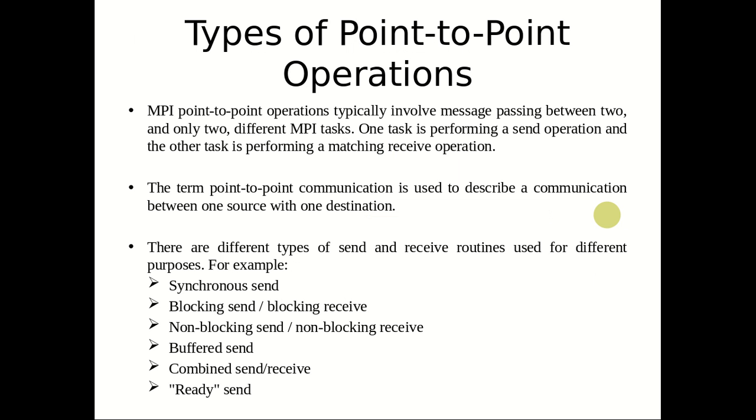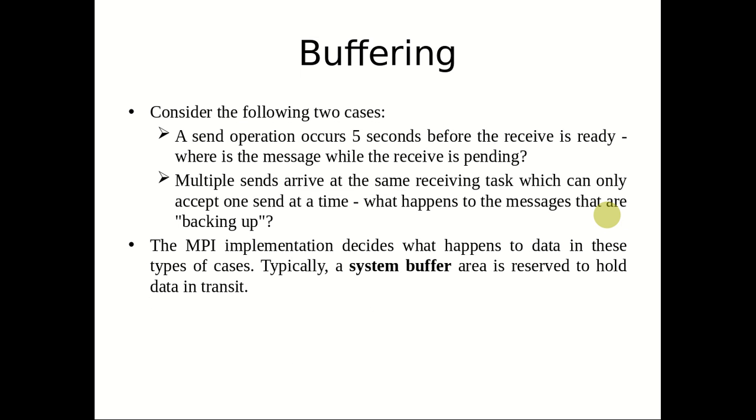Then types of point-to-point operations. MPI point-to-point operations typically involve message passing between two and only two different MPI tasks. One task is performing a send operation and the other task is performing a matching receive operation. The term point-to-point communication is used to describe a communication between one source and one destination. So there are different types of send and receive routines used for different purposes: synchronous send, blocking send, blocking receive, non-blocking send, non-blocking receive, buffered send, combined send receive, and ready send.